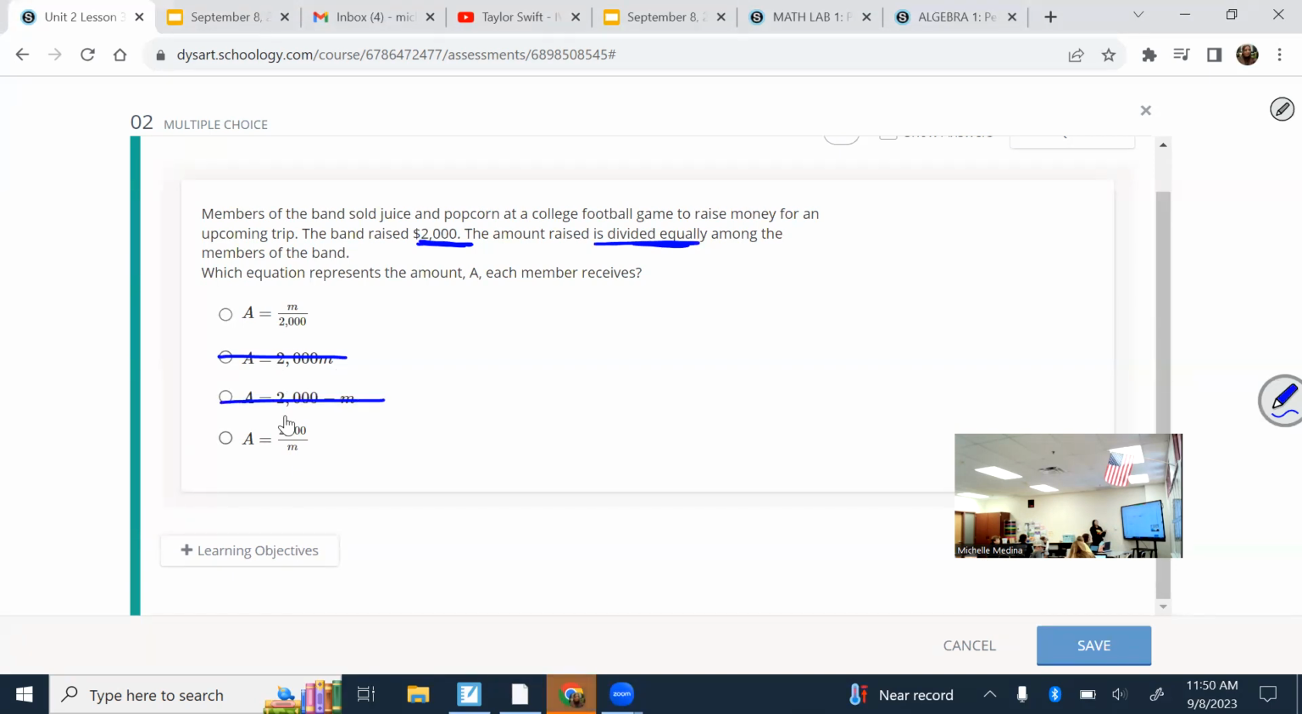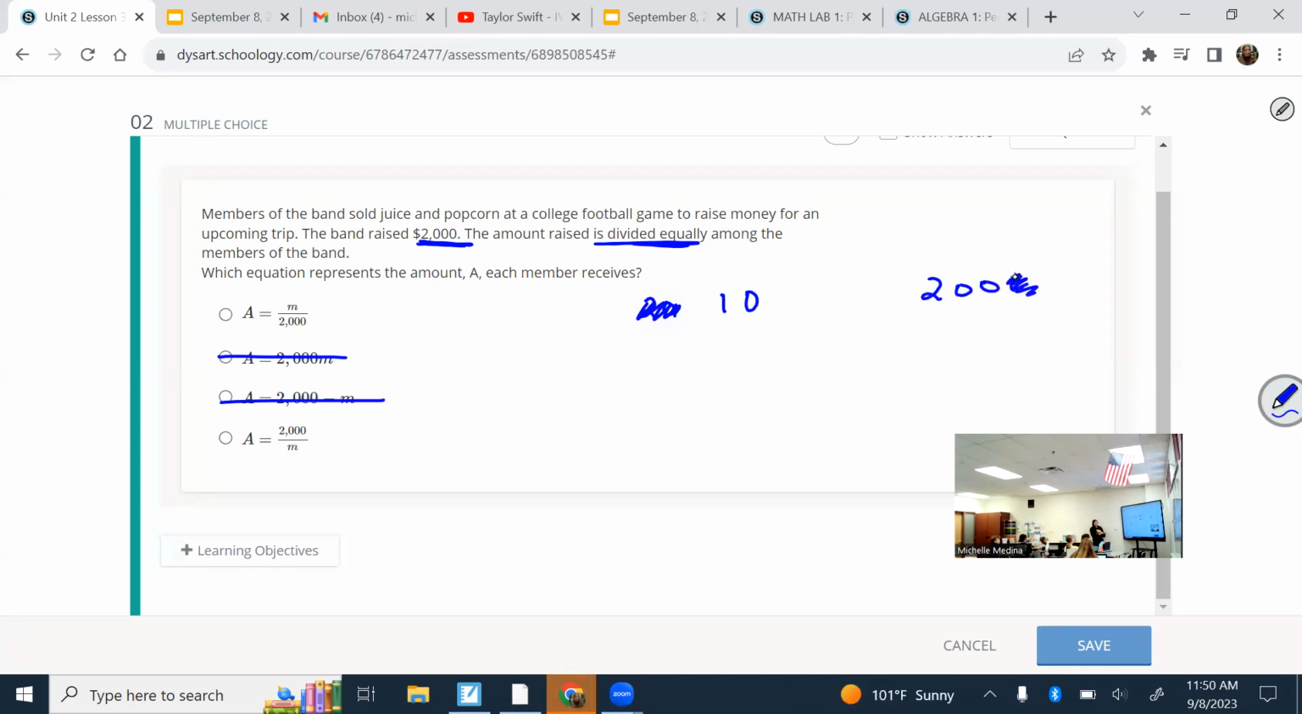Now for which one, if you're stuck on this and you're not sure, maybe see what could possibly make sense. Maybe even plug in some numbers in your calculator and see what could possibly make sense. Like say I have 20, or let's start with these numbers. Say I have 10 members in the band. How much would they each get if they're splitting $2,000? Would I have to do 10 divided by 2,000 or 2,000 divided by 10? They would each get 200, right?